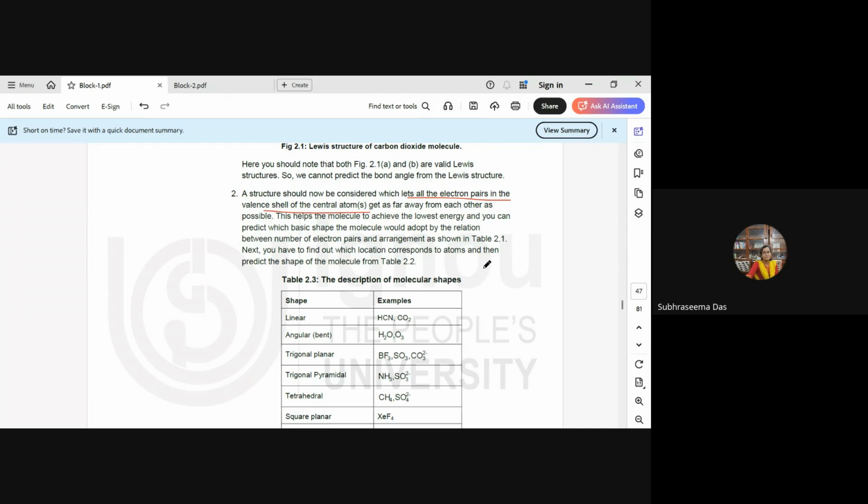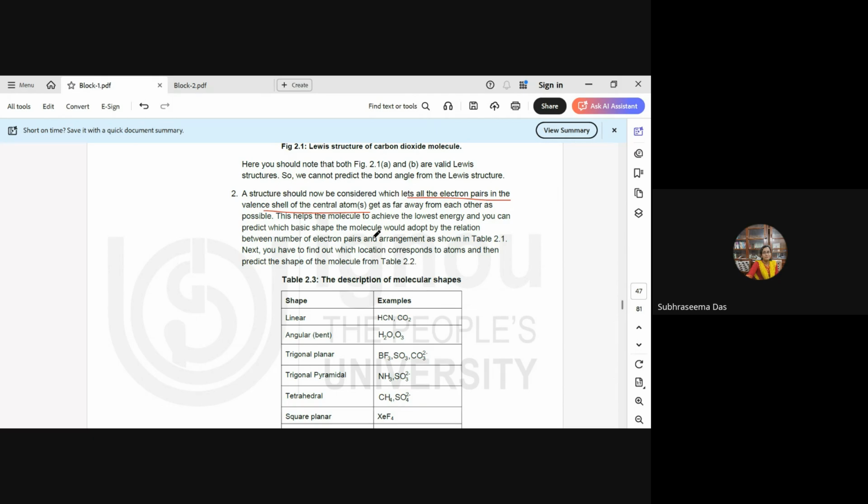Because the greater the distance between the electron pairs, the lower the repulsion, and we see that the system achieves the lowest energy. This helps the molecule to achieve the lowest energy, and we can predict which basic shape the molecule can adopt by the relation.